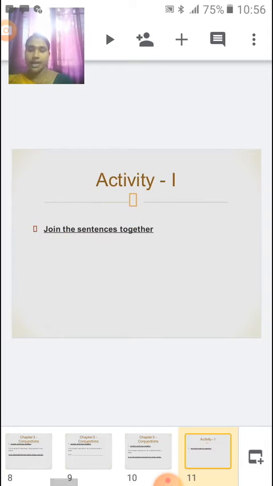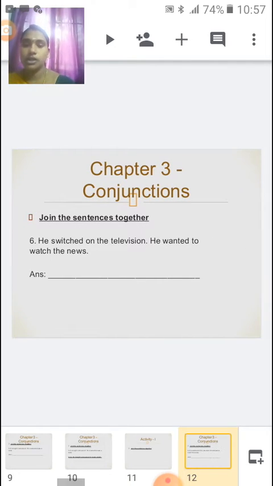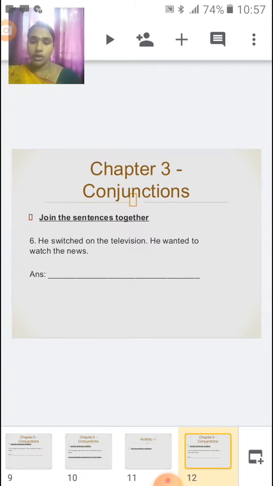The next set of 5 sentences you are going to write on your own. Let us see the questions I have given for this activity. You are going to join these sentences using a proper conjunction. First one. He switched on the television. He wanted to watch the news. Why is he switching on the television? Because he wants to watch the news. How are you going to join these sentences?